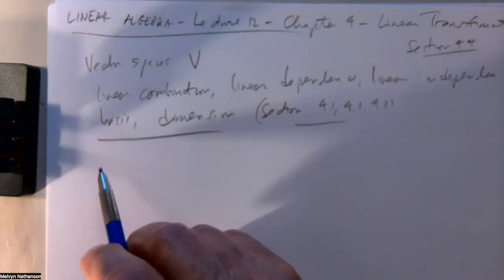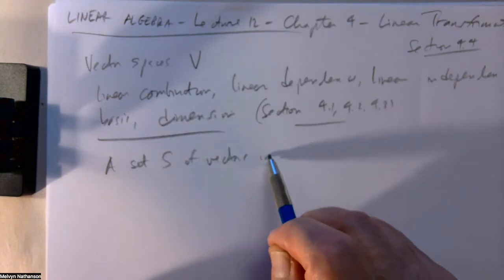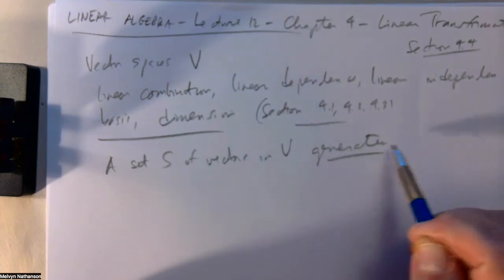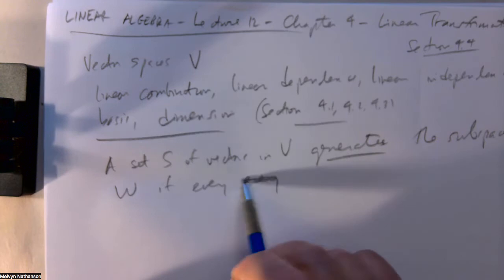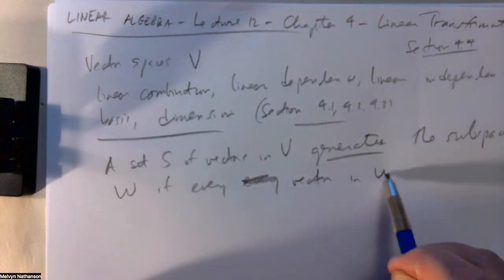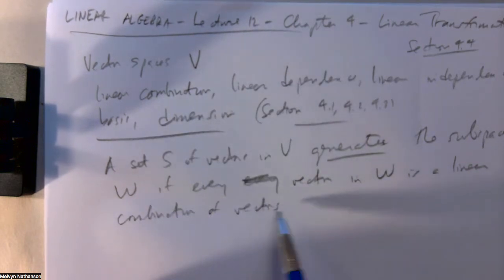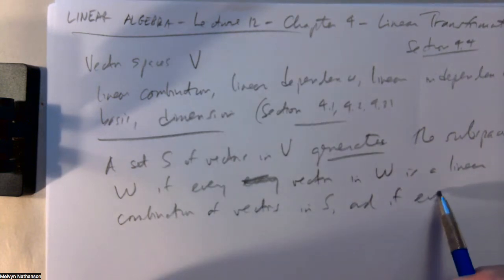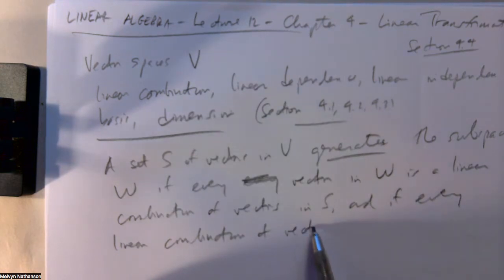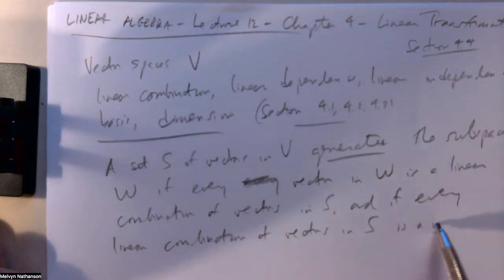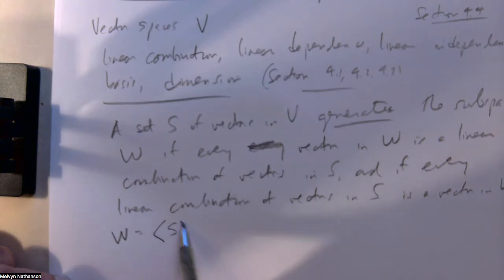So let's just recall: a set S of vectors in V generates the subspace W if every vector in W is a linear combination of vectors in S, and if every linear combination of vectors in S is a vector in W. So we say W is generated by S, and often we write S in brackets to indicate this.